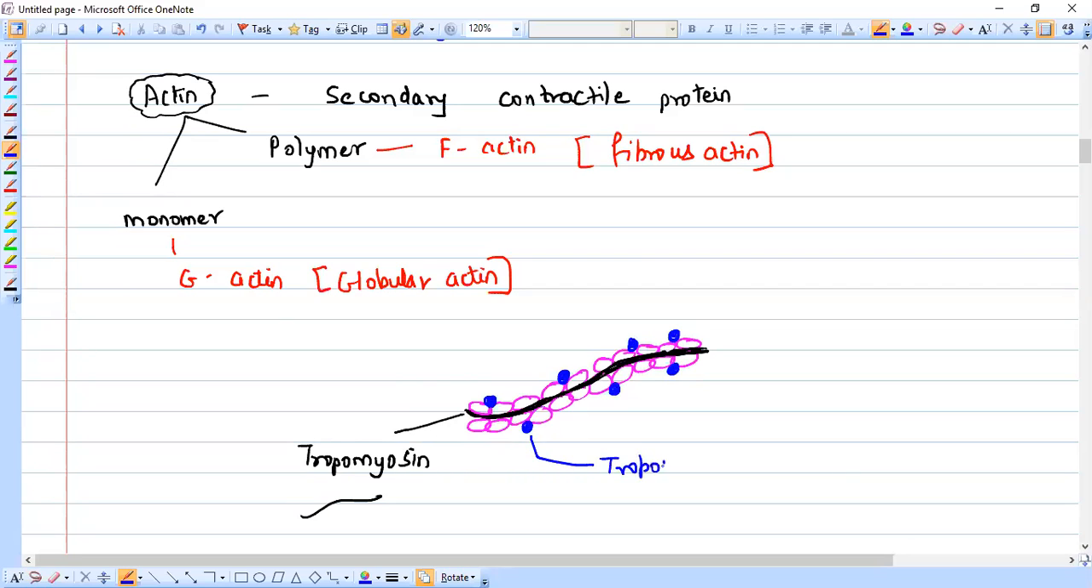So remember, tropomyosin at intervals has troponin present. And this pink colored one that you can see is nothing but the actin protein. On this actin protein, I can call it G actin, that is nothing but globular actin. So like this, you will get the entire structure of actin.